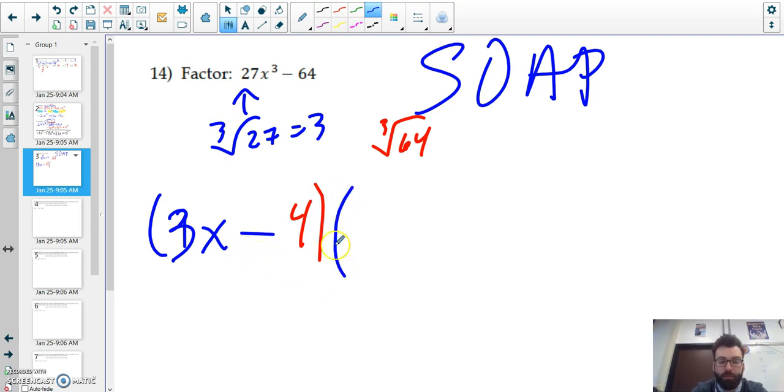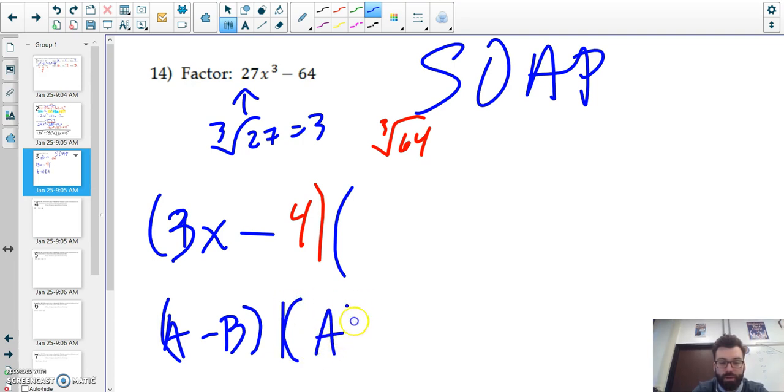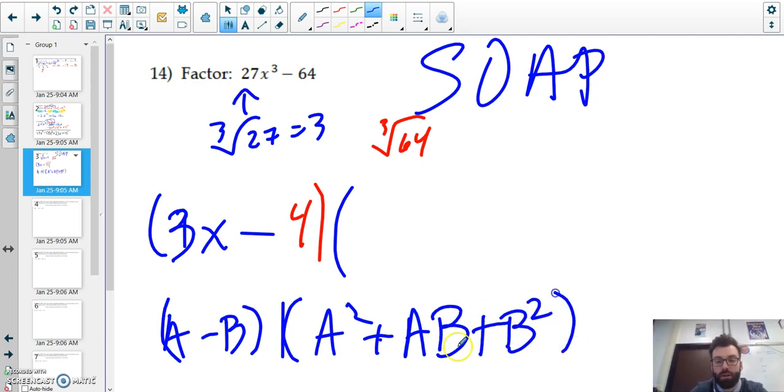Here, squared. So let me write this out for you. It's A minus B, times A squared plus AB plus B squared. Same sign as the original, opposite sign, always positive.